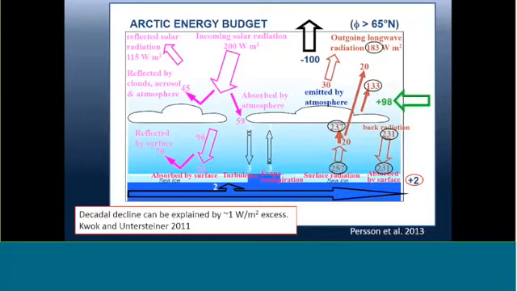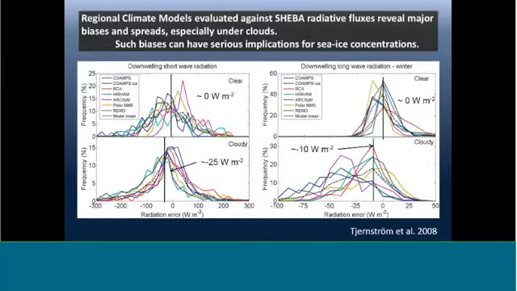So to really get at an understanding of decadal transitions in the Arctic, we need to better constrain a lot of these fluxes in the system. And unfortunately, our models are not very good at doing a lot of that. So this is one example of looking at broadband radiative fluxes in the shortwave and in the longwave at the surface. And this is evaluating a whole host of regional climate models against observations from SHEBA, which is out over the sea ice, over the course of a full year.